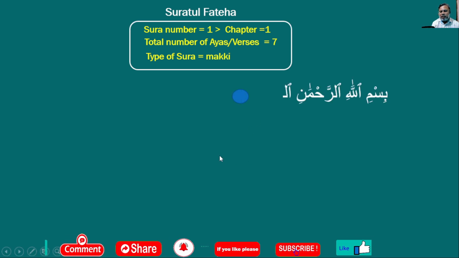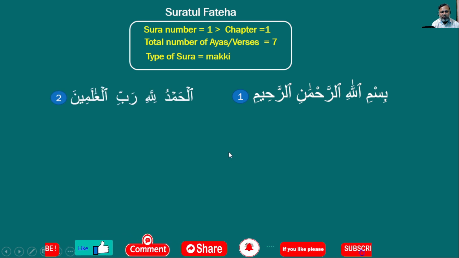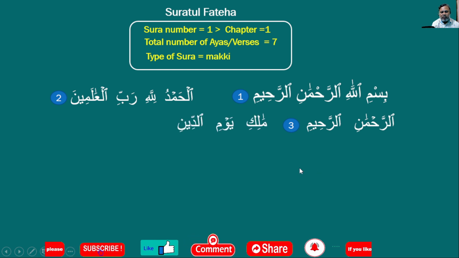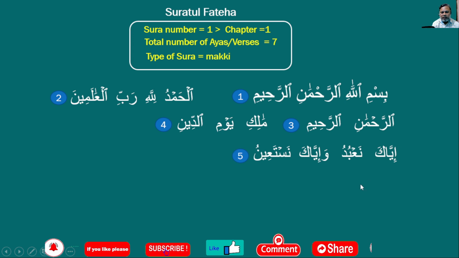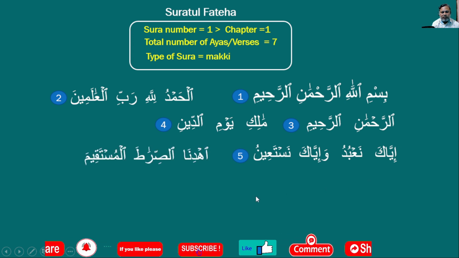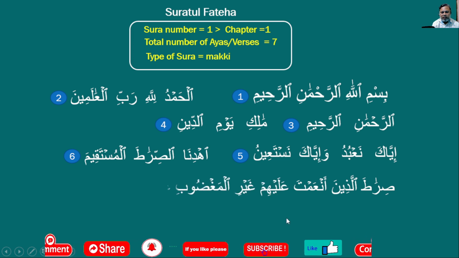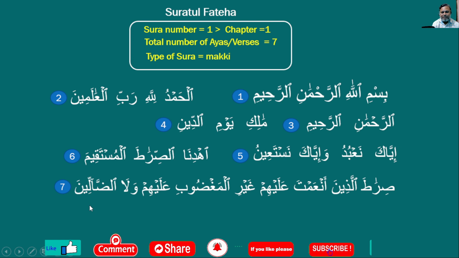And this is the surah. Bismillahirrahmanirrahim. Alhamdulillahi Rabbil Alamin. Ar-Rahmanir-Rahim. Maliki Yawmiddin. Iyyaka na'budu wa iyyaka nasta'in. Ihdinas siratal mustaqim. Siratal ladzina an'amta 'alaihim ghairil maghdubi 'alaihim waladdallin.